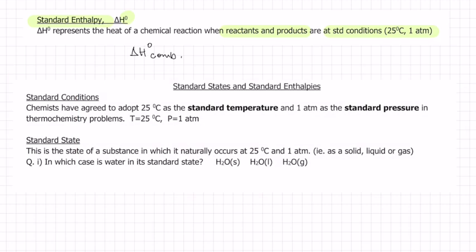Chemists define standard conditions as 25 degrees Celsius, which is the standard temperature, and the standard pressure is defined as 1 atmosphere. The state of a substance as it naturally occurs at 25 degrees Celsius and 1 atmosphere is called its standard state. So for example, what is the standard state of water? Well, we know that at room temperature and 1 atmospheric pressure, water is a liquid.